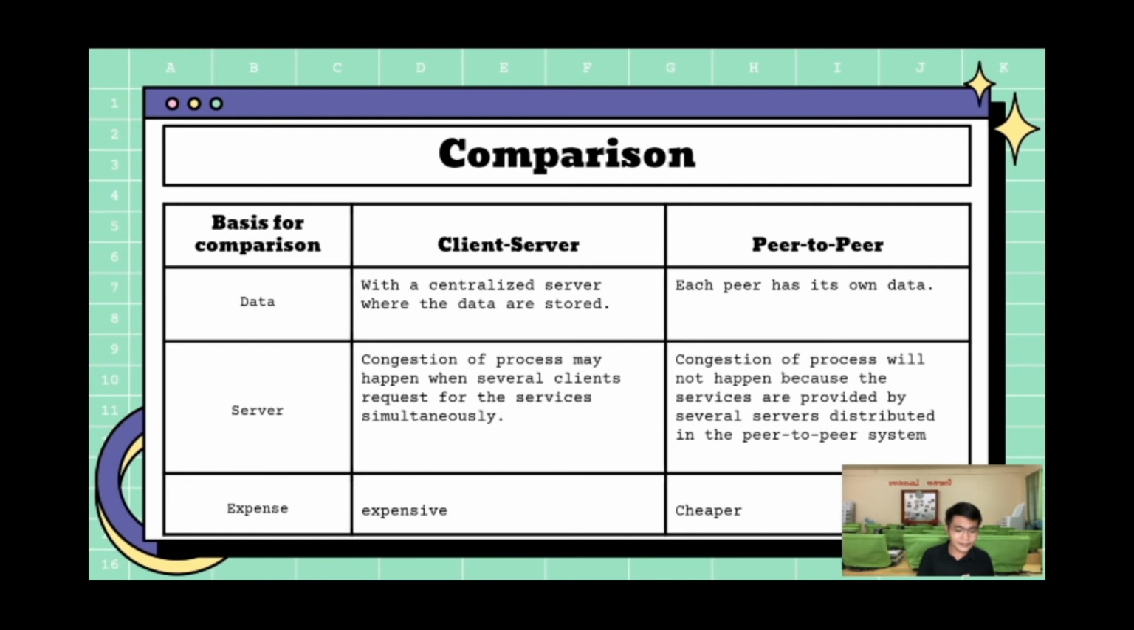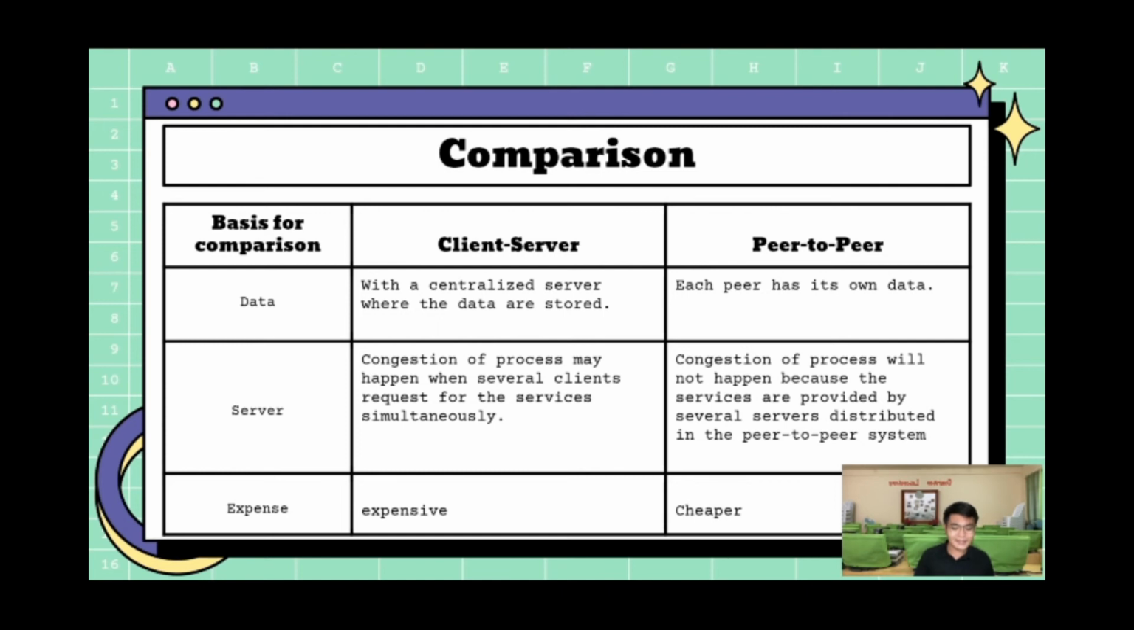Samantalang kay peer-to-peer, congestion of process will not happen because the services are provided by several servers distributed in the peer-to-peer system. So dito naman kay peer-to-peer, walang congestion. Kasi nga wala kang server, hindi centralized yung pag-access ng resources. So ngayon, ang mangyayari kay peer-to-peer, kapag nag-print ka, kaya mo nag-print without any delays. So walang nangyayaring traffic dito.